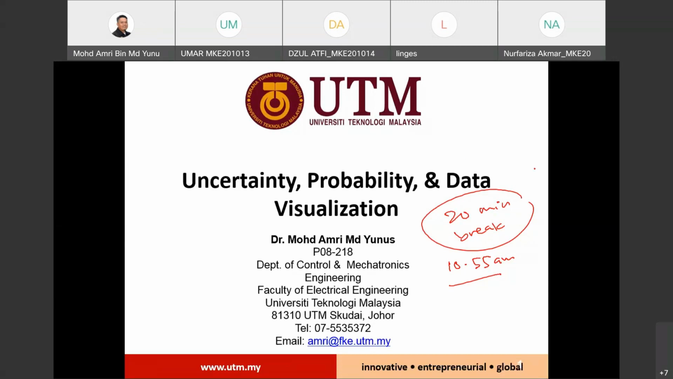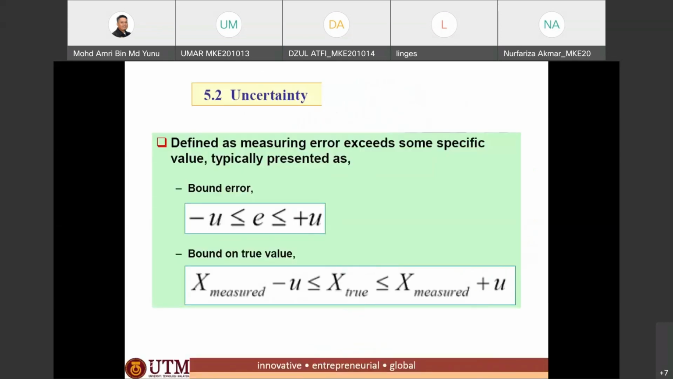Okay, we resume. We look into uncertainty, probability, and data visualization. So, first we look into uncertainty. It is basically the limit. It is basically defined as measuring error exceeds some specific value.